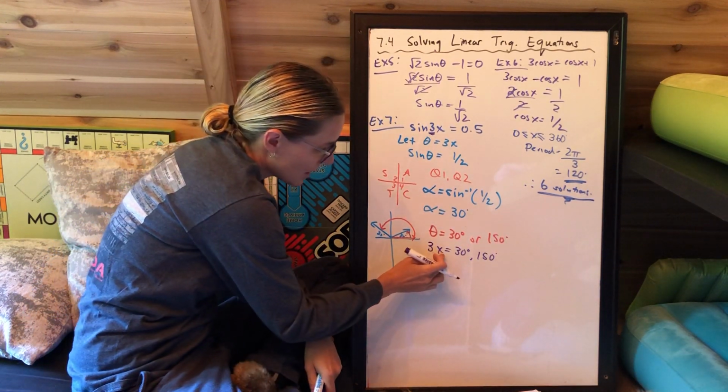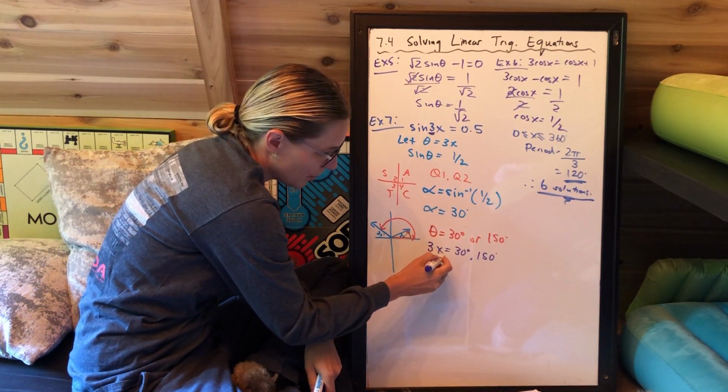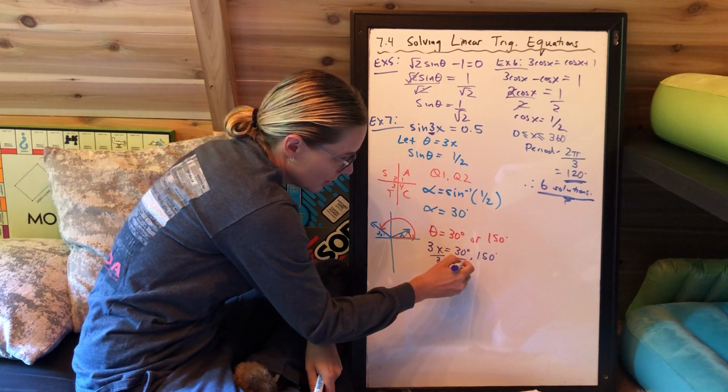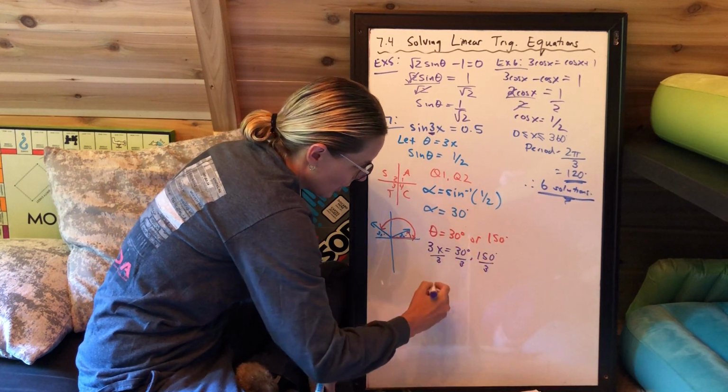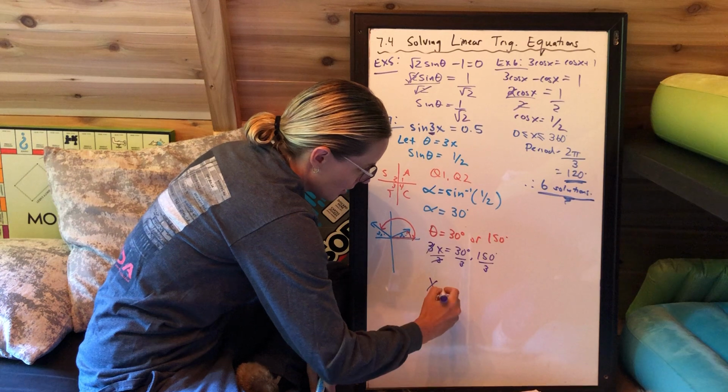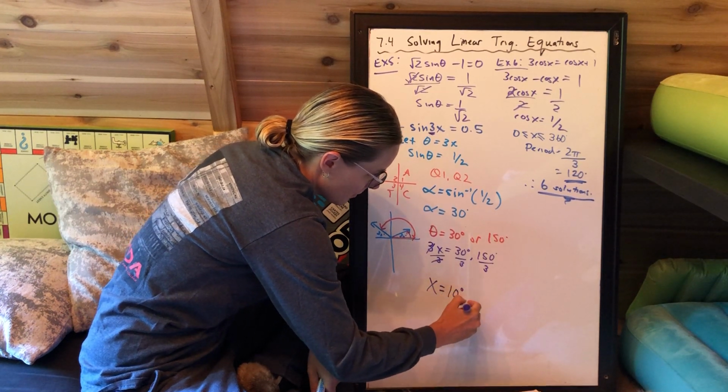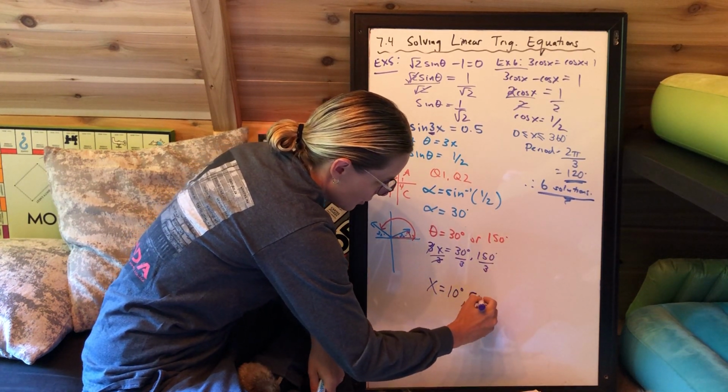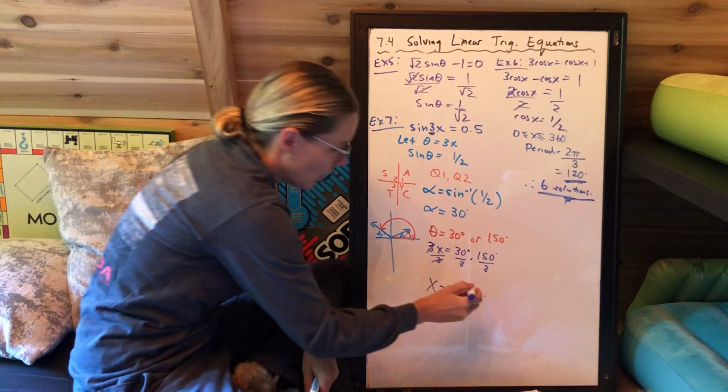Well, how do I get the x by itself? I have to divide everything by 3, right? Divide by 3, divide by 3, divide by 3. And I get answers here, that cancels, of x equals 10 degrees and x equals 50 degrees.